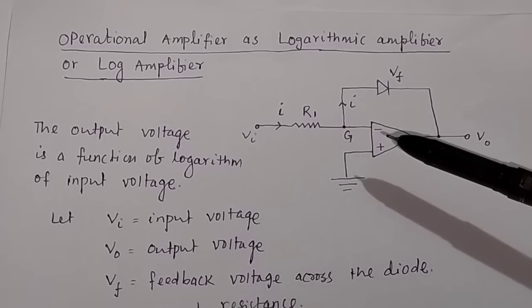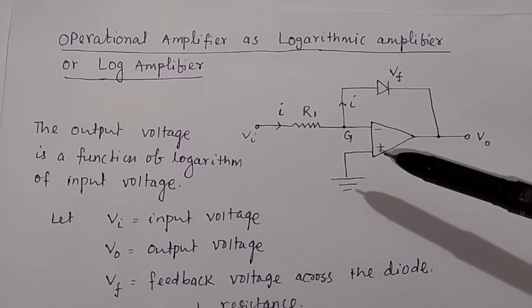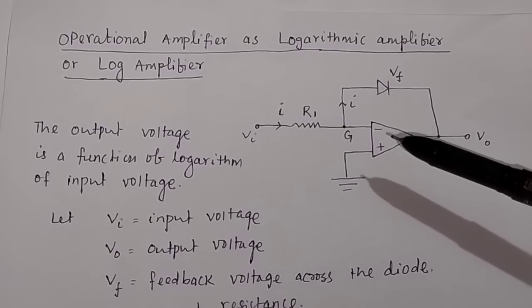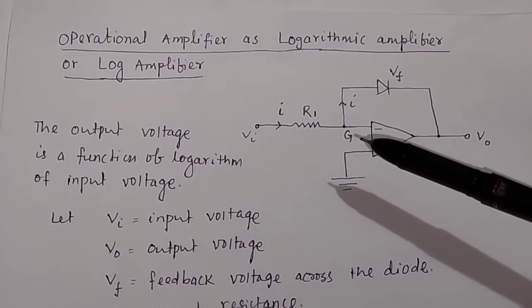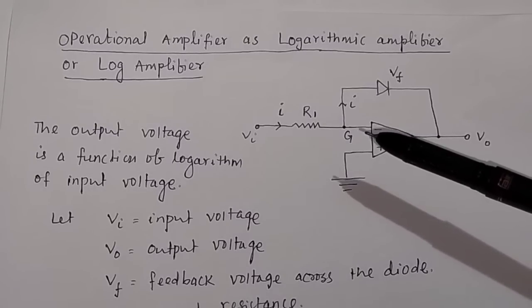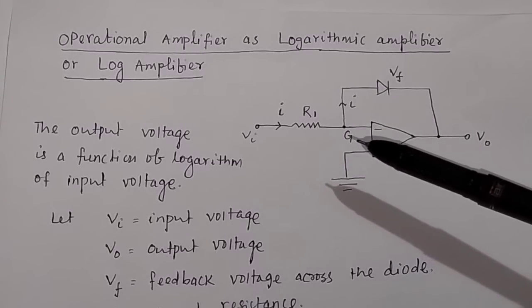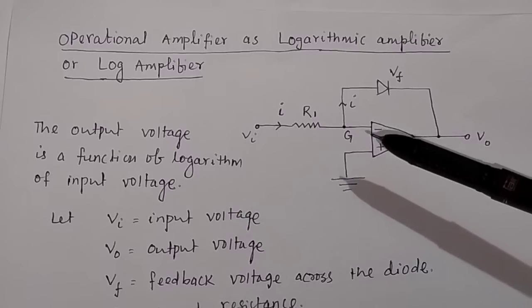The negative end is your inverting end. I have discussed the inverting and non-inverting ends of the operational amplifier. Positive is the non-inverting end and negative is your inverting end, and G is your virtual ground. I have also discussed virtual ground in the previous video. You should first watch my previous video about these terms, then watch this video.